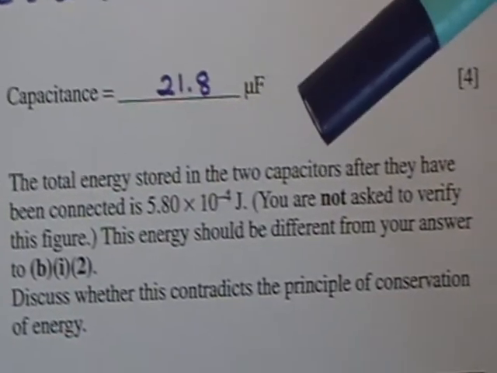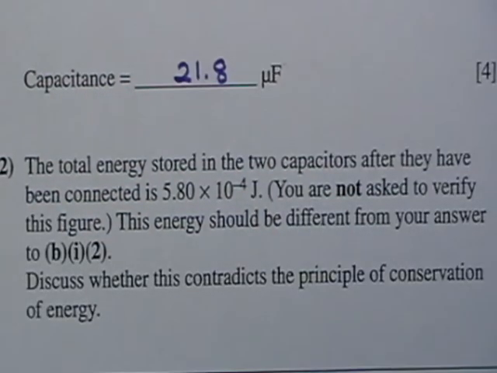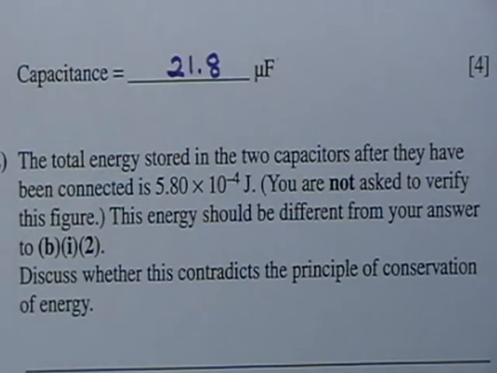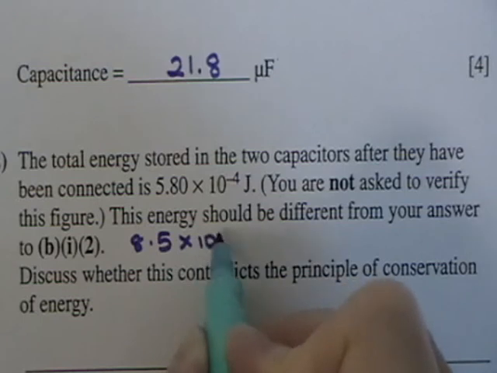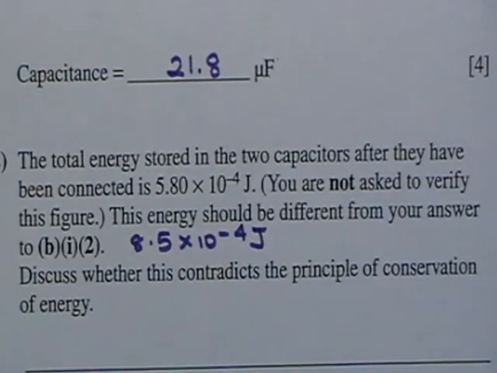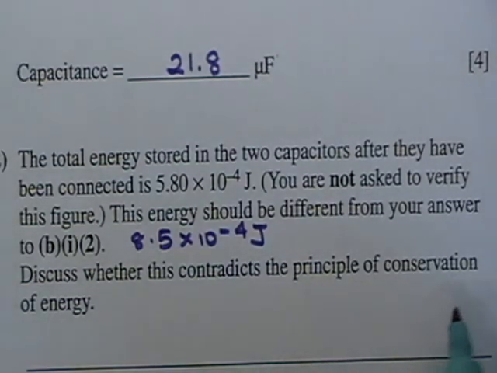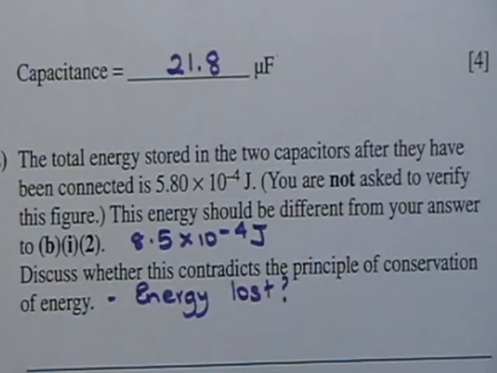The total energy stored in the two capacitors after they have been connected is 5.8 by 10 to the minus 4 joules. This energy should be different from your answer to B1 part 2, and it was 8.5 by 10 to the minus 4 joules. Discuss whether this contradicts the principle of conservation of energy. So they're asking, has energy been lost?